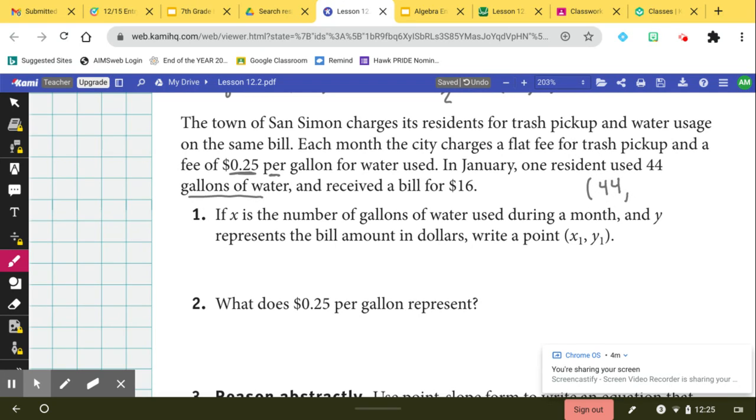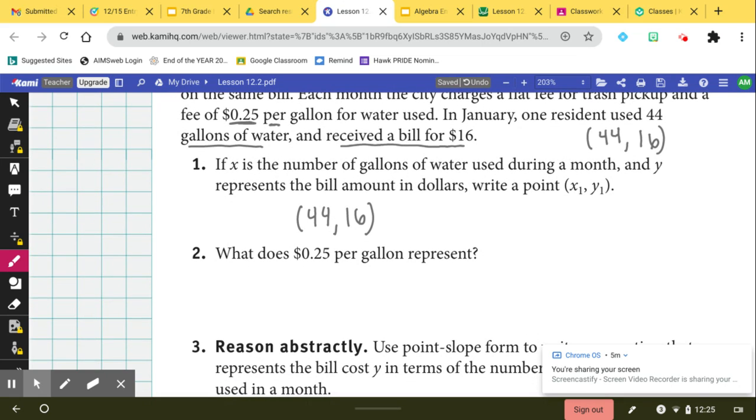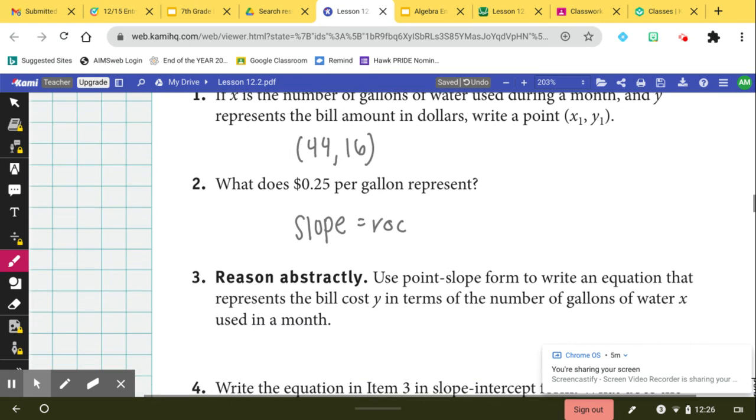And then my output, my dependent variable, is the amount we pay, which is 16. So this is a point that they give us in the graph. It says if X is the number of gallons of water used per month and Y represents the bill amount, write a point. When I just did that, that would be 44 gallons gave me a bill of 16. And then the 0.25 per gallon, that is going to be my slope. It's my rate of change, ROC.